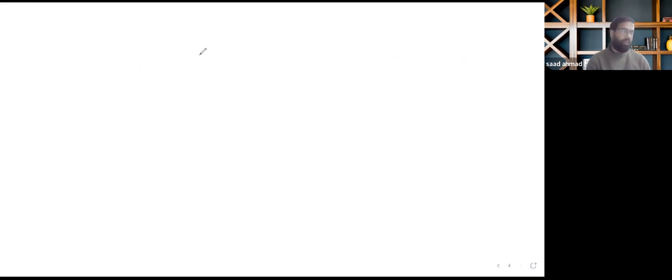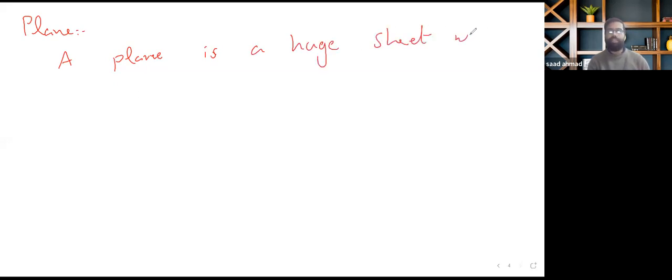The next definition that we are having here is the plane. It's not the plane that flies. It's a plane that you can think of as a huge sheet which extends to infinity on all sides.